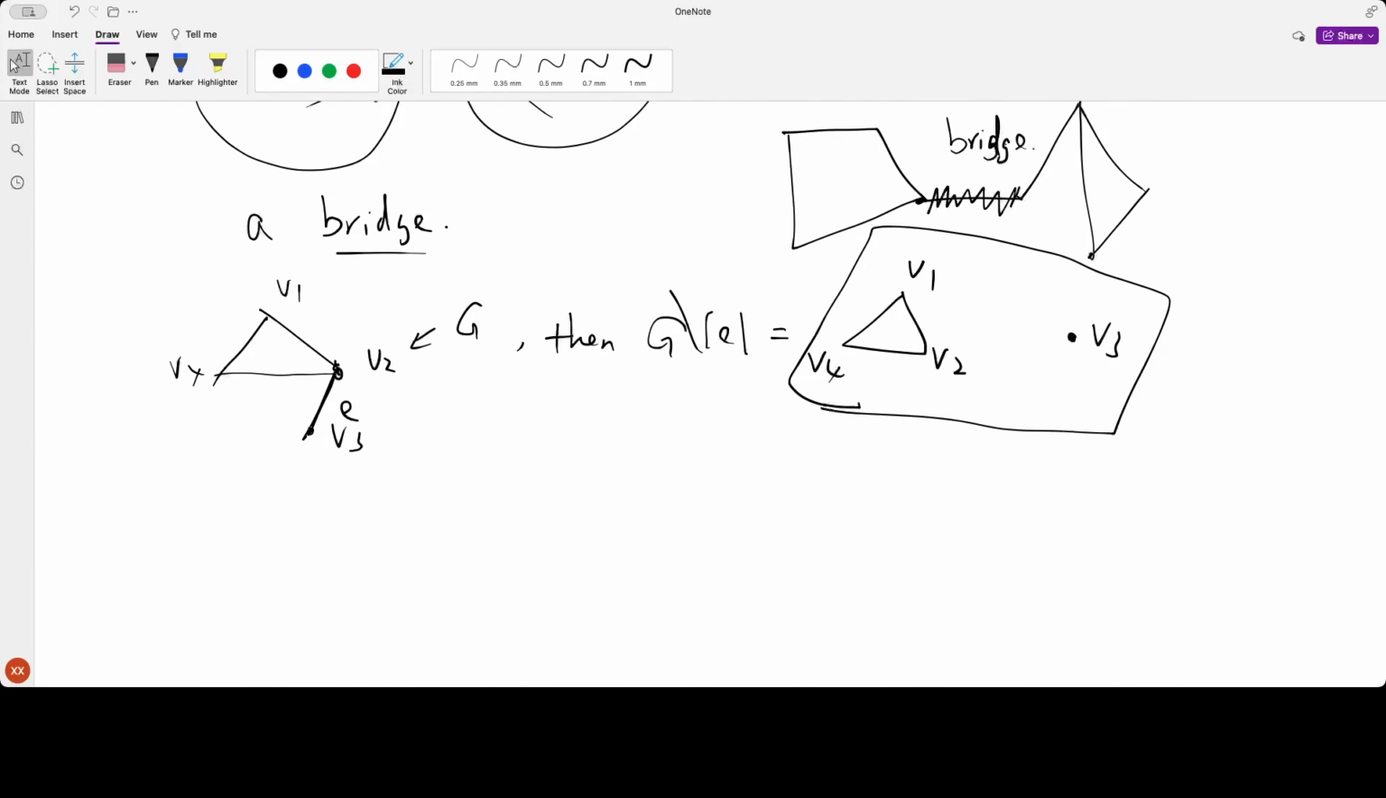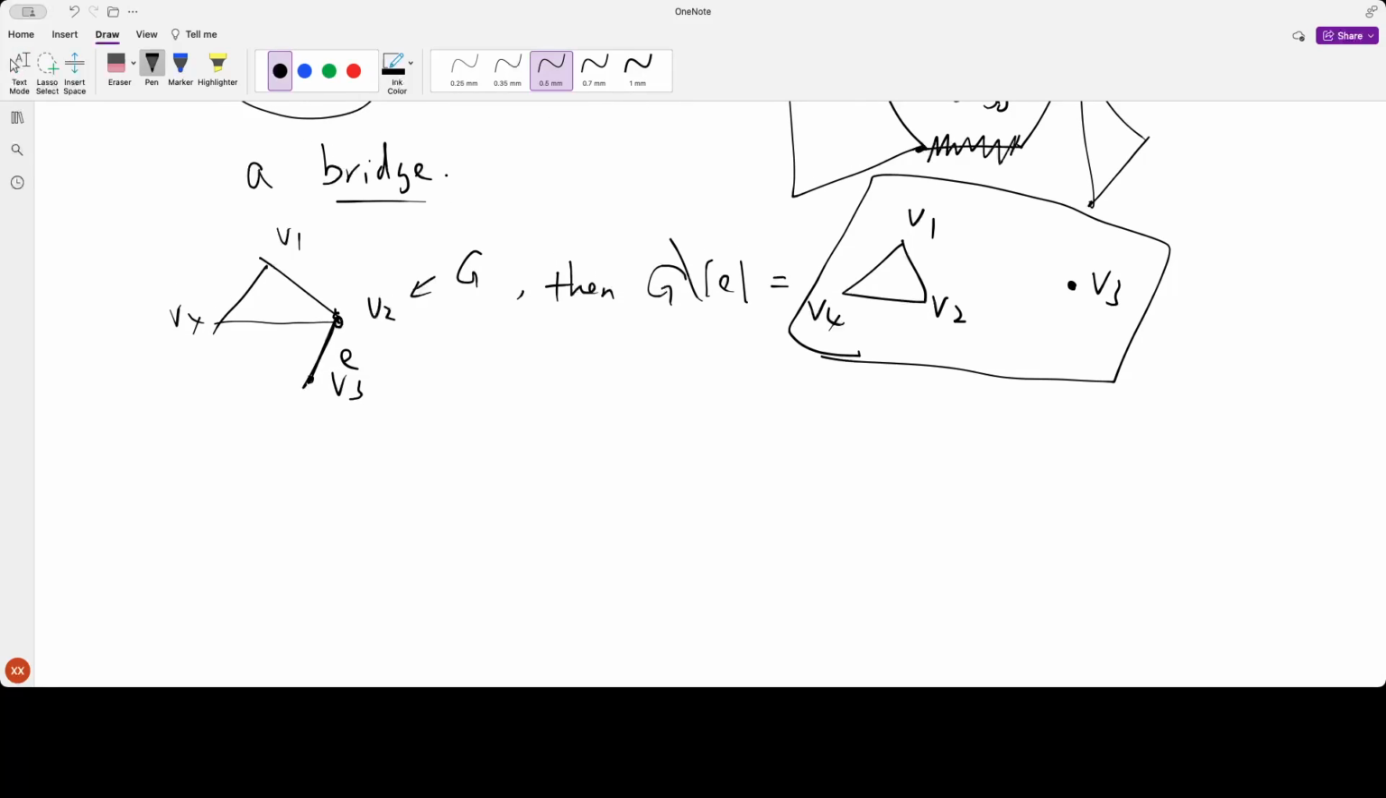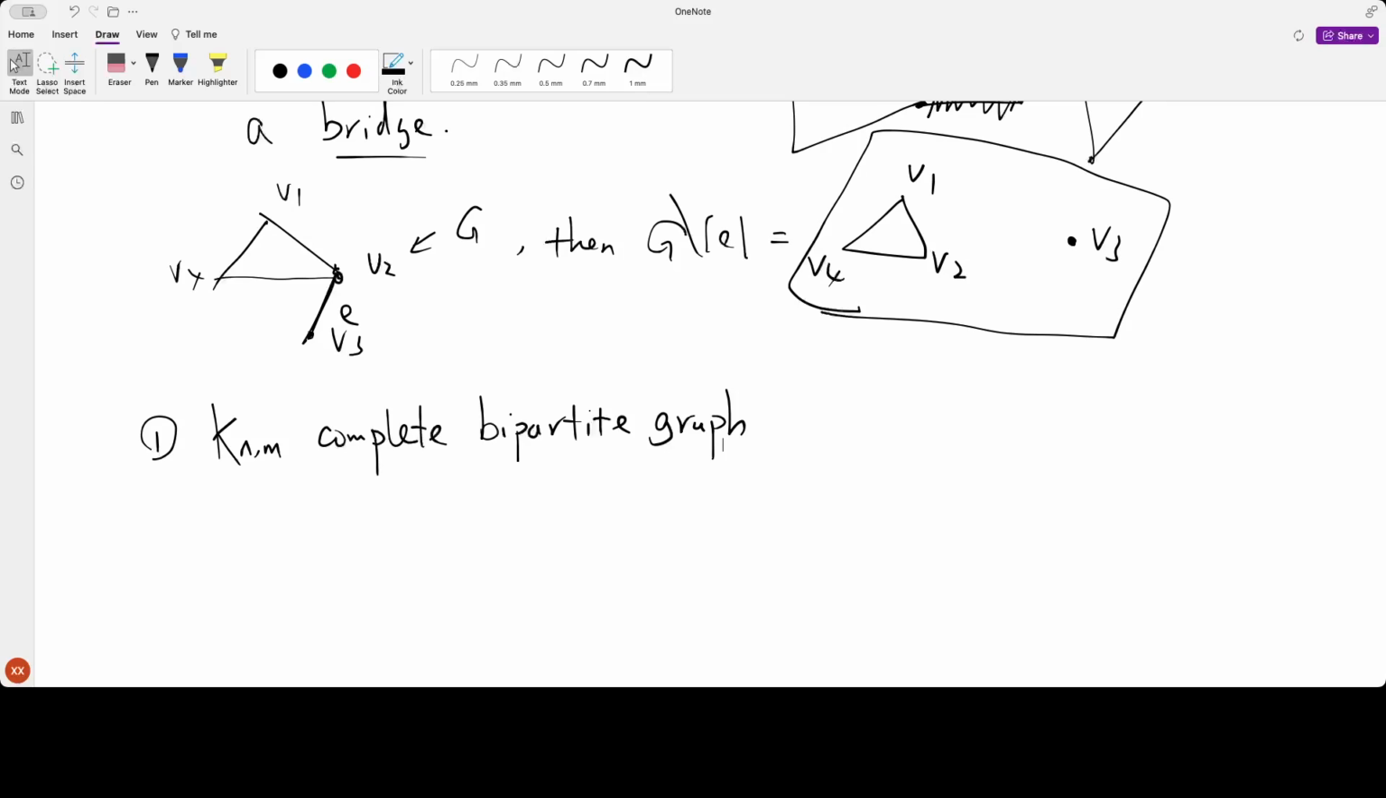So let's see some examples. Let me first consider the complete bipartite graph. Sorry, I still need some more definitions. We now know what is a cut edge.